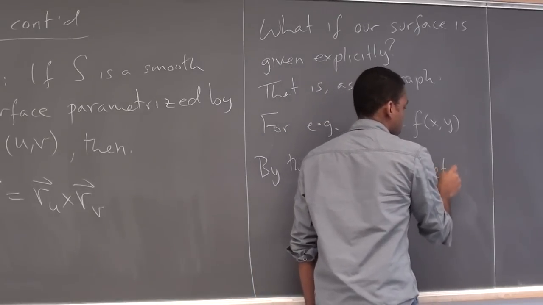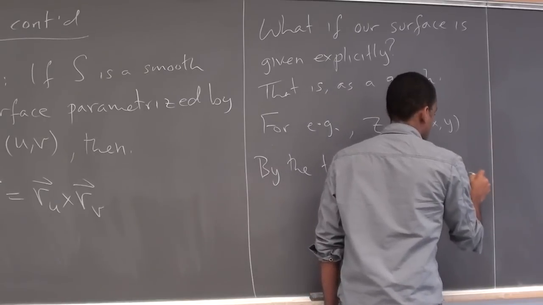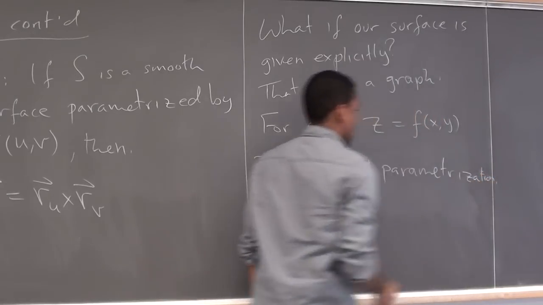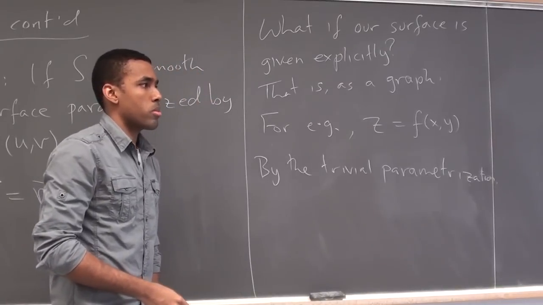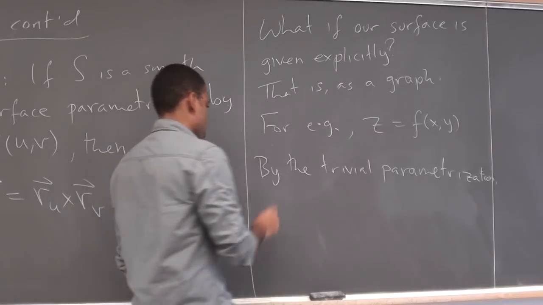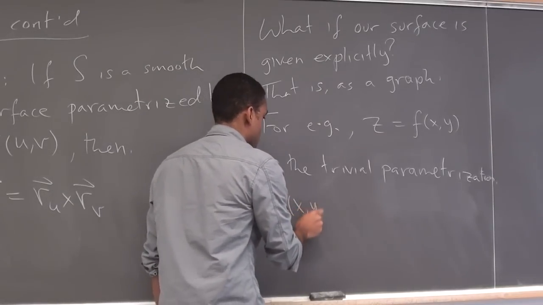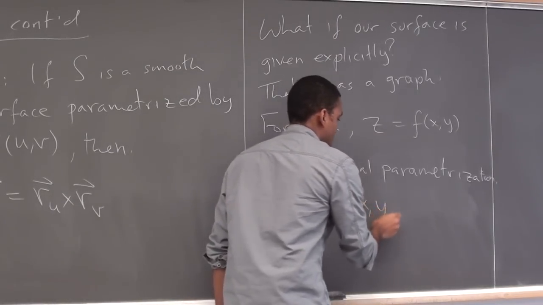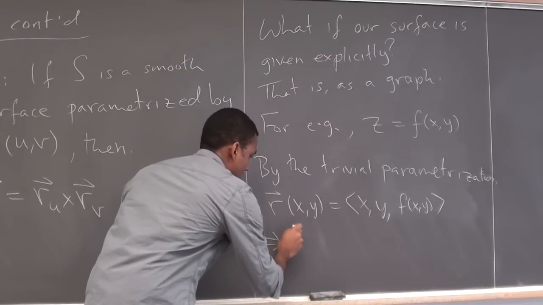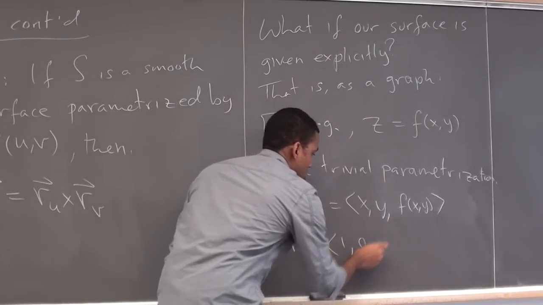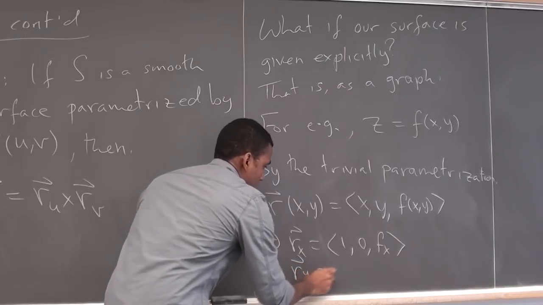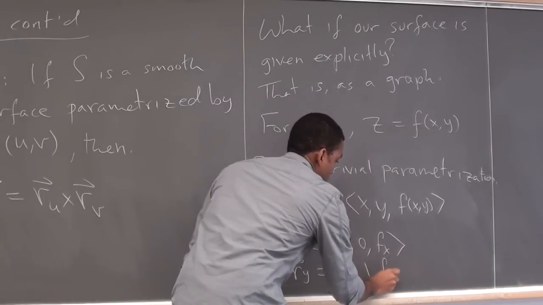We're going to start to see things look familiar here. Didn't we do this last class? I don't think we did. No, we did. All right, say r of x, y, and just parameterize it by x, y, f of x, y. This would mean then that your r sub x would be 1, 0, f sub x, and your r sub y would be 0, 1, f sub y.